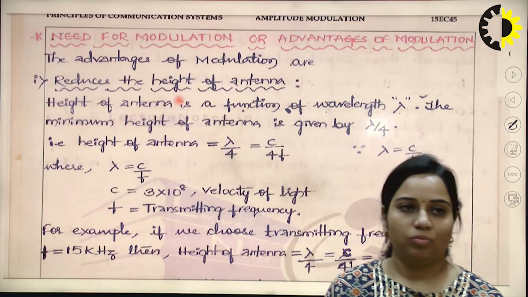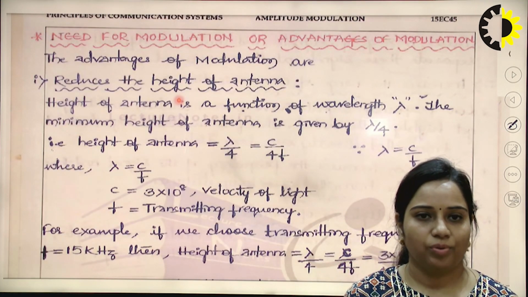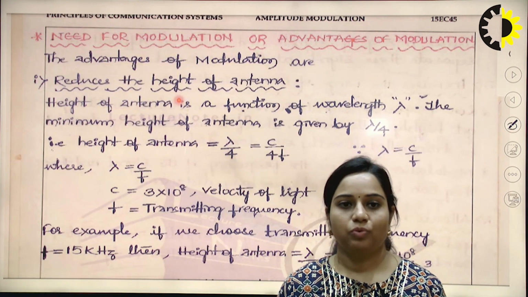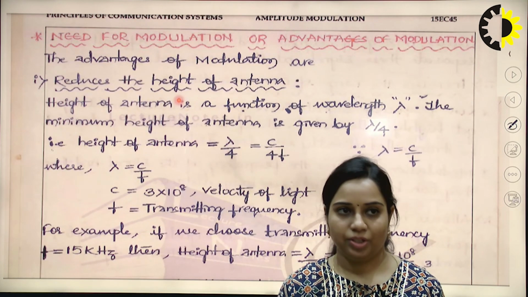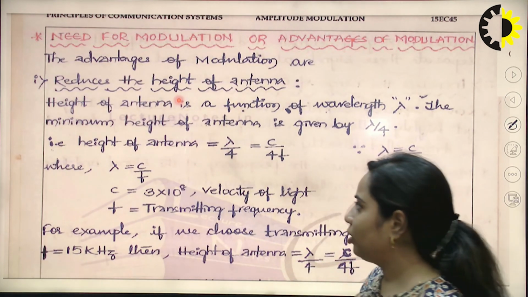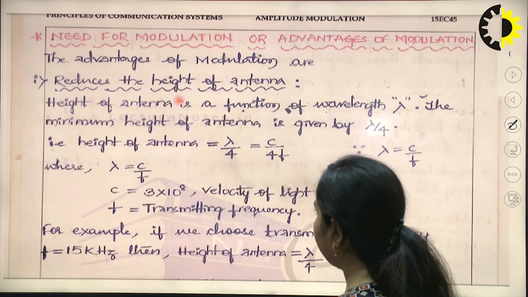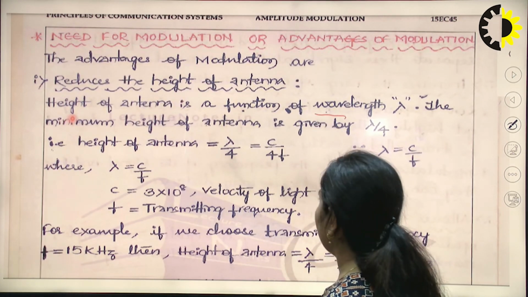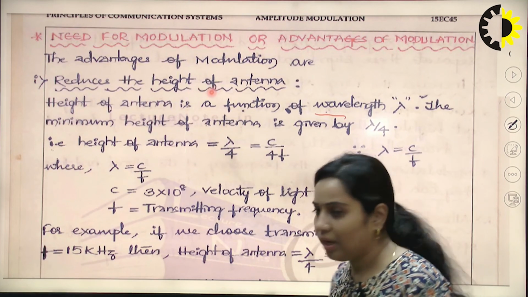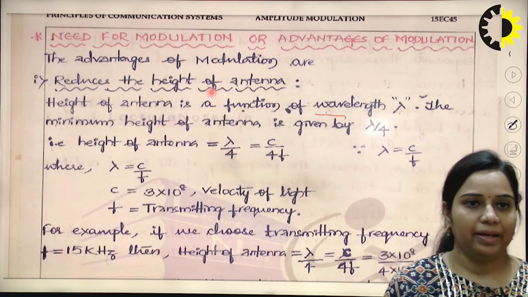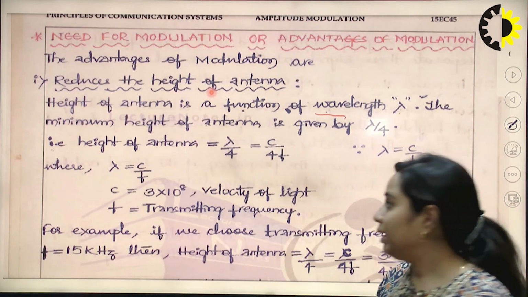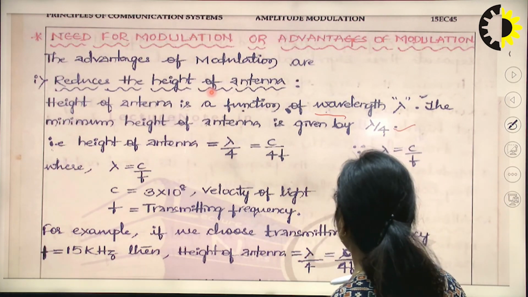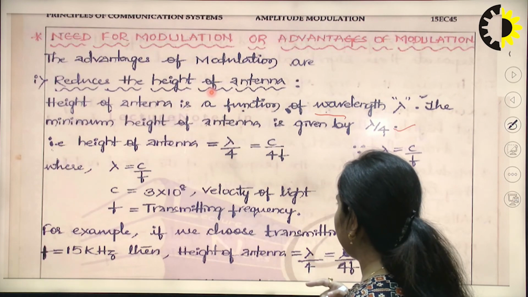Now next we will move to another part of unit 1, that is the need for modulation. We have discussed different types of modulation, but why do we basically require modulation? The first advantage of using modulation is that it reduces the height of the antenna. The height of the antenna is a function of wavelength, lambda. Antenna height is denoted by h. Now h will be lambda by 4, and as you can see, the height of the antenna is inversely proportional to frequency.